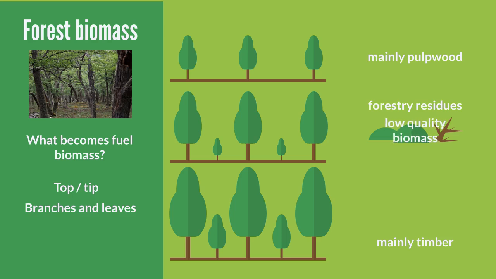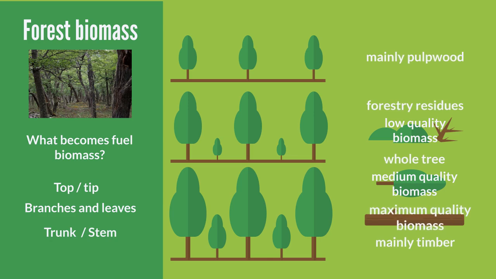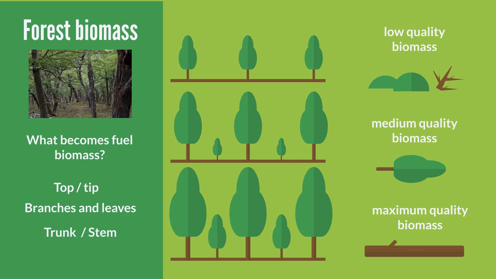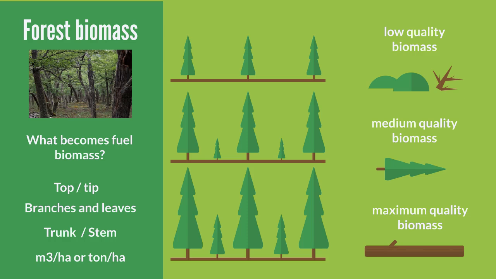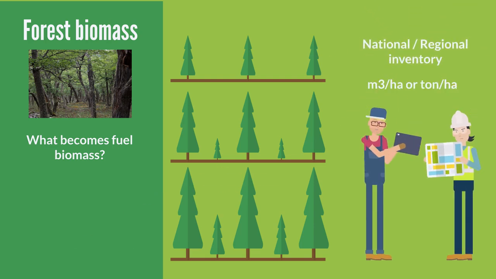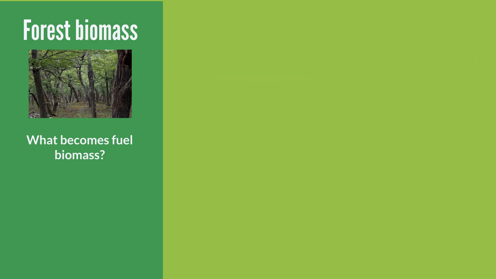Residues like branches and top give low-quality biomass. The whole tree gives medium quality, and the stem or trunk gives the maximum quality. The yield is measured in cubic meters or in tons per hectare. It varies according to species, age, and location. Forest owners, as well as national and regional authorities, must do an inventory to better manage the forest and to estimate its productivity. Let's move to the next question.